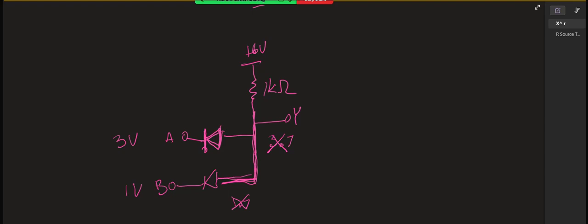So let's say the bottom one is on. What does the voltage need to be on this side? 1.7. So then, is the top one on at all? It's not on. And we have a voltage of 1.7.